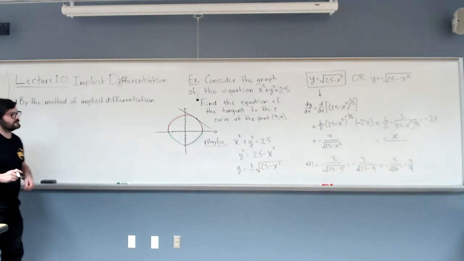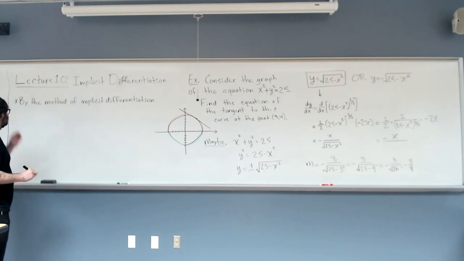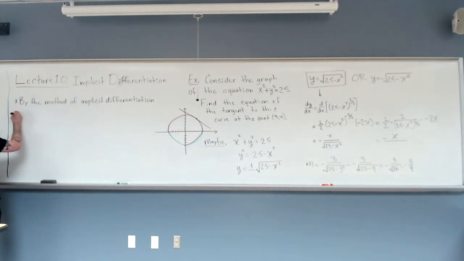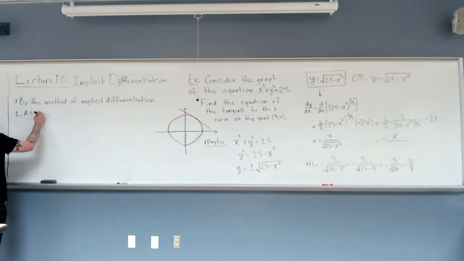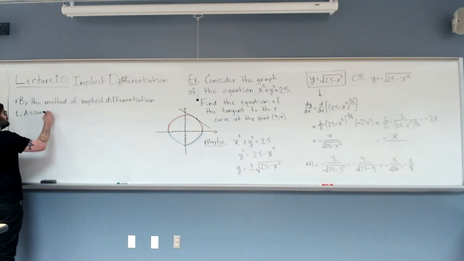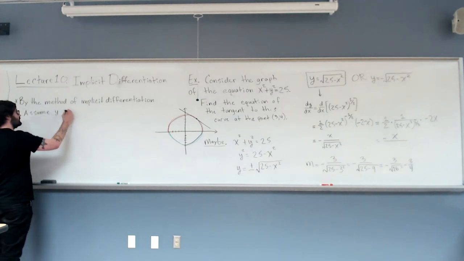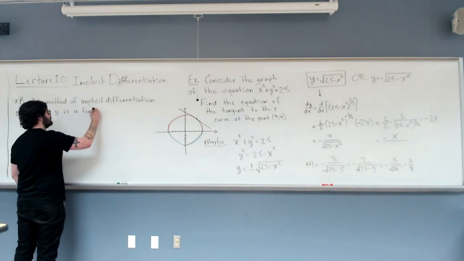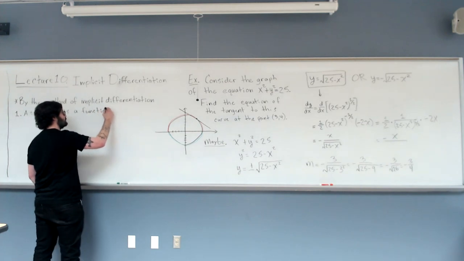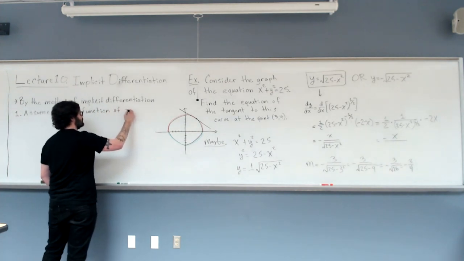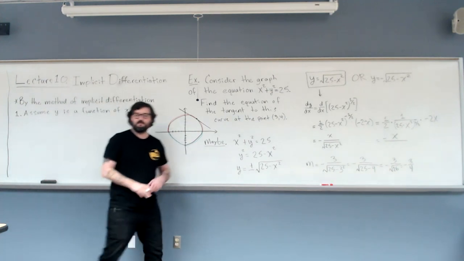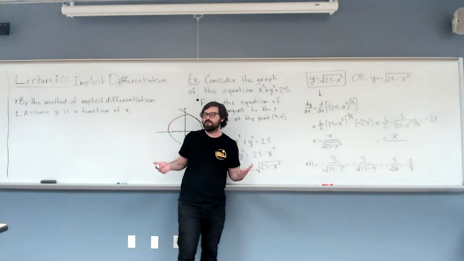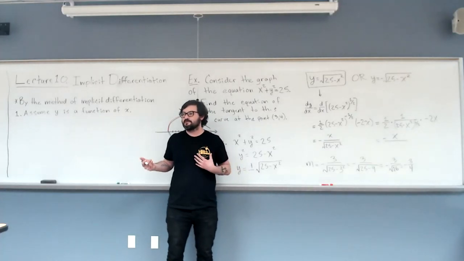And that's the topic of today's lecture. All right, so how does this work? One. Assume y is a function of x. Okay, and we just don't know what it is, right? We have no idea what it is. We're assuming that there is a way to express y as a function of x.